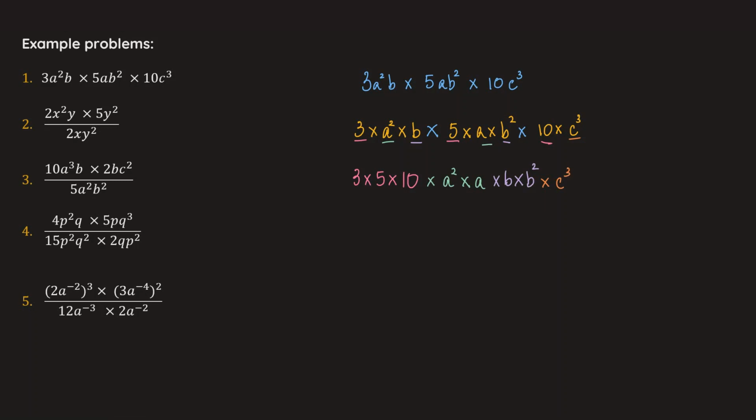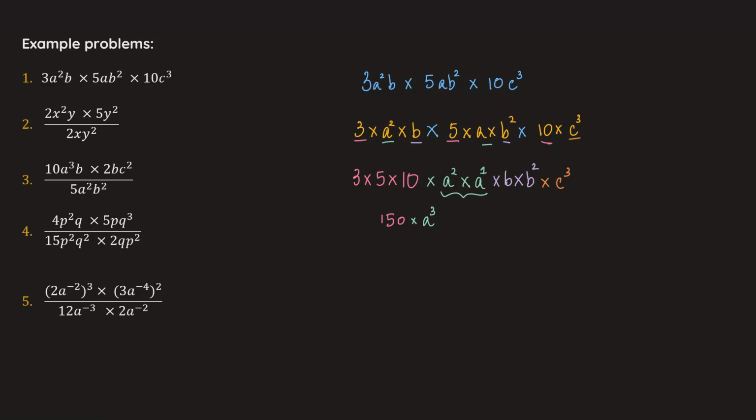Now we can simplify that. 3 times 5 is 15 times 10 is 150, and then a squared times a. Now this is where our laws of indices come in. As we saw in the previous video, when the bases are the same and the terms are multiplied, the powers add. And we know that the power here is 1. When there is no power written, that means by default there is a 1. Bases are the same, a, and they get multiplied, so the powers add. So this is basically a cube.